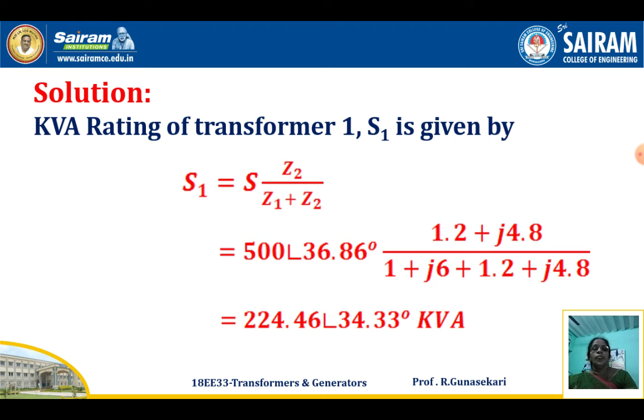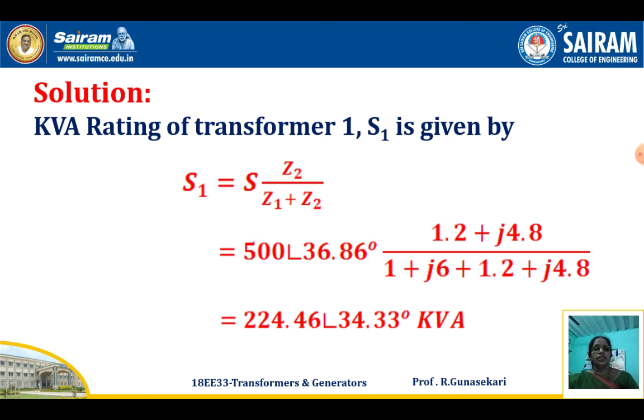So that means we know the common load, and we know the impedance of both transformers, so you can calculate the kVA rating of transformer 1. S is magnitude plus angle. So 500 kVA, the magnitude is 500, and the L-shaped notation is the angle. 36.86 means 0.8 power factor: cos phi equals 0.8, so phi equals cos inverse of 0.8, which is 36.86.